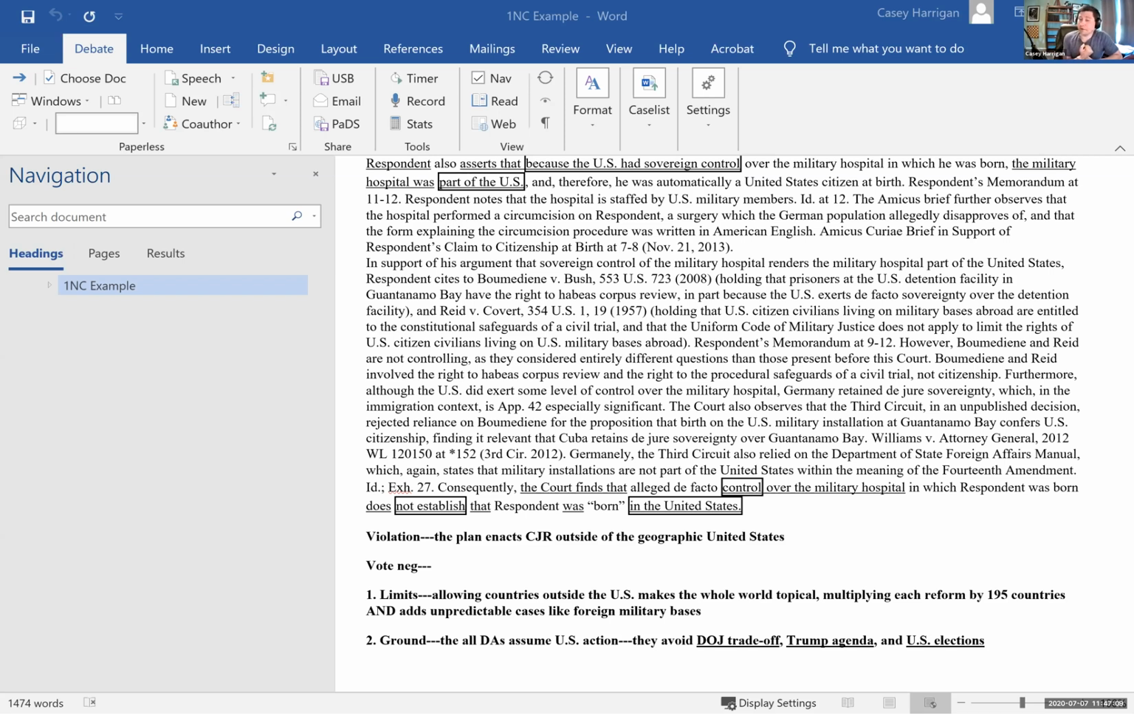And then the fourth component of topicality is the voting issue, which in this 1NC simply says vote neg. In most situations, the 1NC does not enumerate reasons why topicality is a voting issue. Perhaps 10 or 20 years ago in many places, or perhaps where you're debating now, it is common for the 1NC to say topicality is a voting issue. It's a jurisdictional a priori issue.